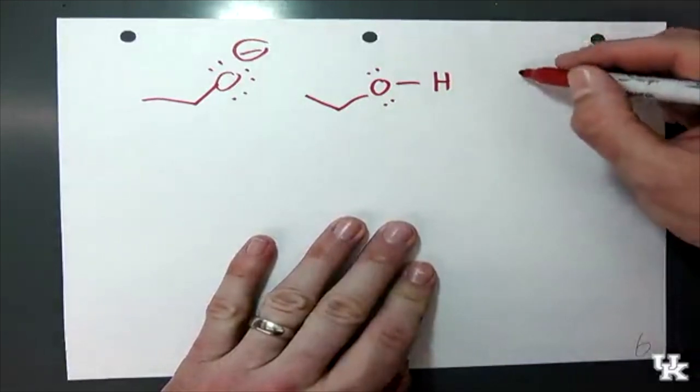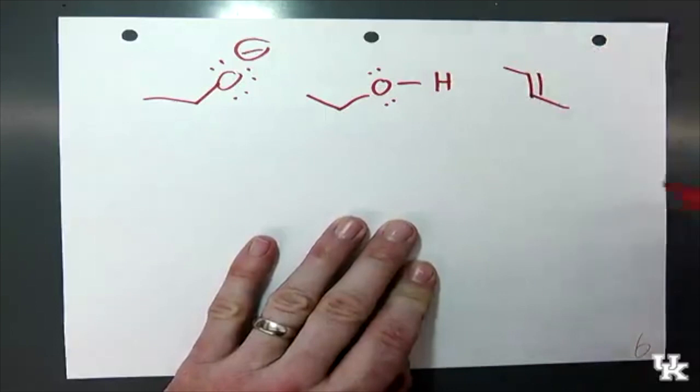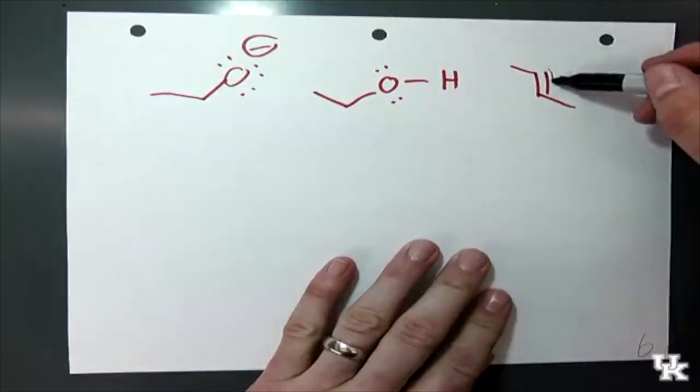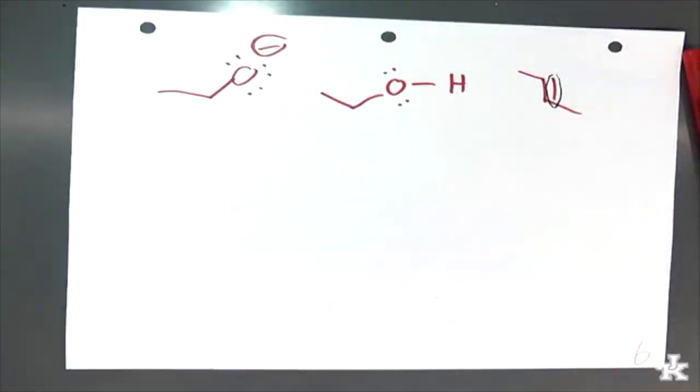Weirdly, we can have another type of nucleophile, and that is a pi bond. Because if you remember, a pi bond has this extra double bond here, and that can actually do the same type of nucleophilic chemistry as can the lone pairs.